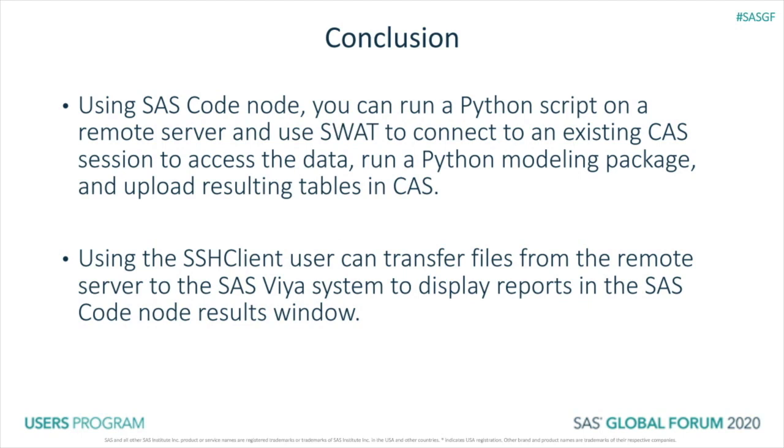So here we saw how, using a SAS code node, you can run a Python script on a remote server and use SWAT to connect to an existing CAS session to access the data, run the Python modeling package, and upload resulting tables in CAS. We also saw how, using the SSH client, a user can transfer files from the remote server to the SAS Viya system to display reports in the SAS Code Node Results window.